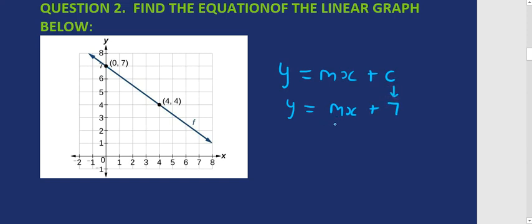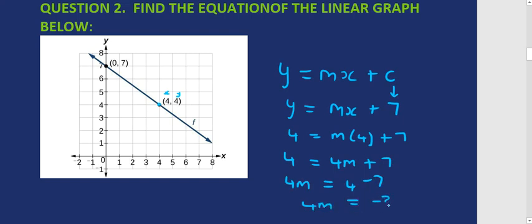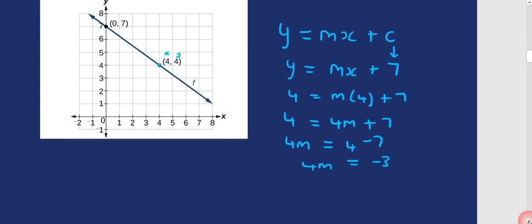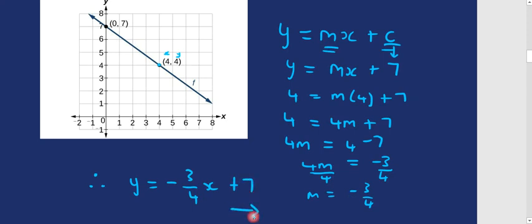Now we will determine m. To determine m, we can substitute any coordinate point. Let's use this one, when x is 4 and y is 4. If we use that coordinate point, we can determine m. So 4m will be -3. We divide both sides by 4. Then our m is -3/4. Therefore, our equation will be y equals -3/4 x plus 7. So that is our linear equation.